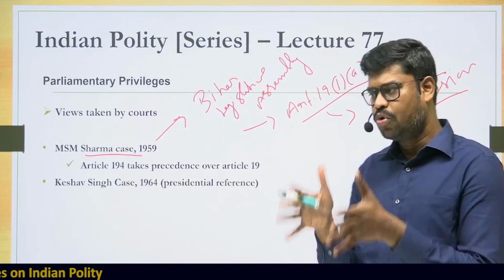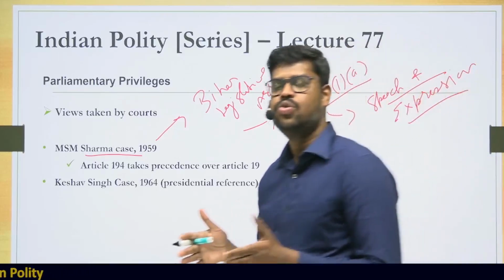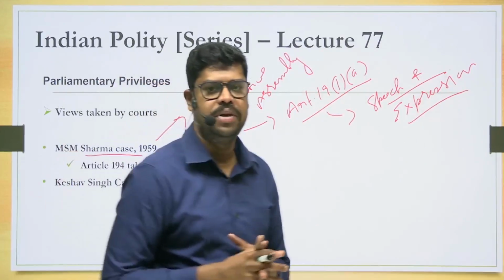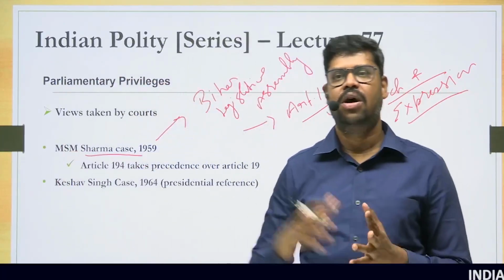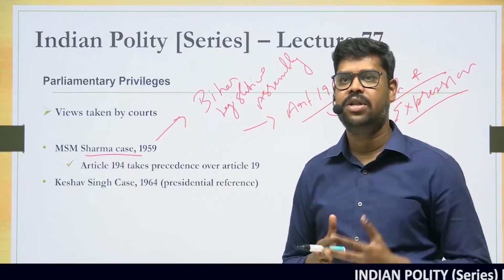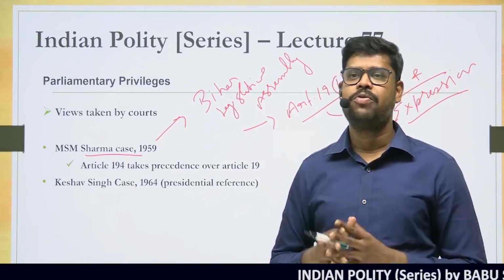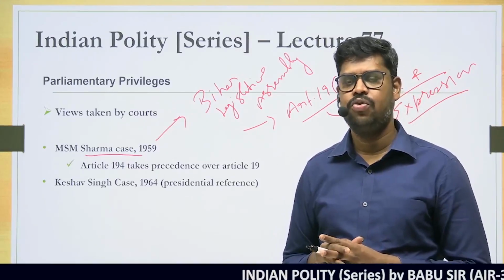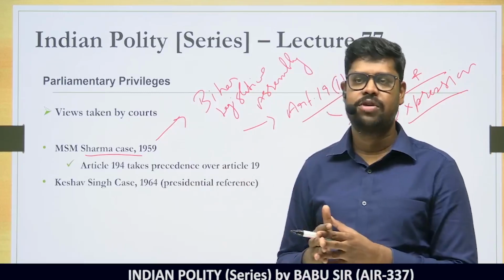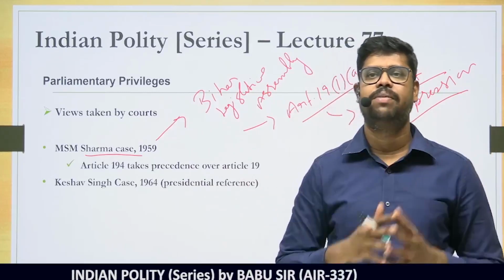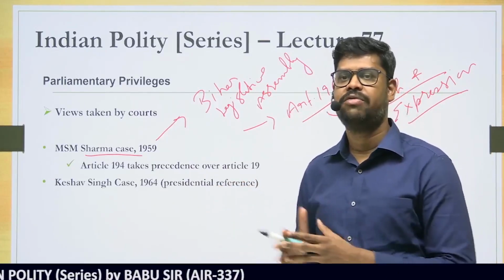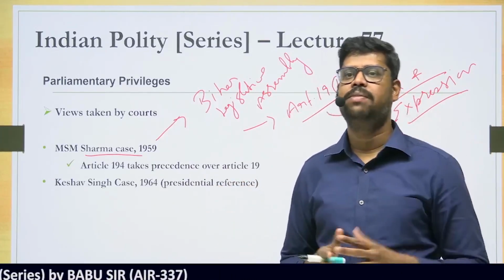So now the court has to decide what will have precedence if there is a clash between the breach of parliamentary privileges and the fundamental rights of an individual. Which will have precedence, which will be given priority? The Supreme Court in this particular case took the view that the fundamental rights given in the Constitution, including the right to freedom of speech and expression, are subject to parliamentary privileges. That means in the name of the right to freedom of speech and expression or any other fundamental right, you cannot breach the parliamentary privileges.